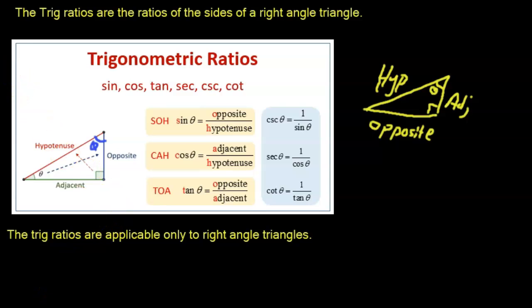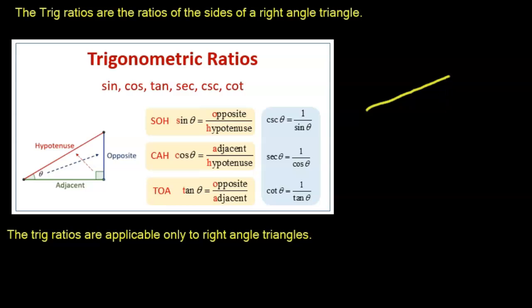Now, I want to discuss the ratios. There are 6 ratios, but for the CXC, we only look at 3. Alright, sine, cosine, and tangent. And for this lesson, we're going to be focusing on these 3 ratios: the sine, the cosine, and the tangent.